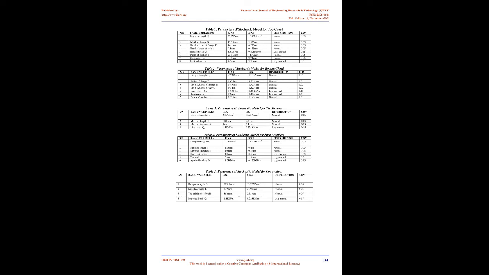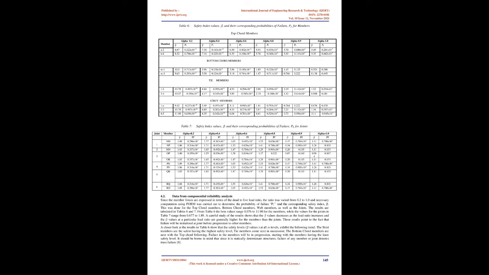Since the member forces are expressed in terms of the dead to live load ratio, the ratio was varied from 0.2 to 1.0 and necessary computation using FORM was carried out to determine the probability of failure PF and the corresponding safety index β. This was done for the top chord members, bottom chord members, web members, as well as the joints. The results are tabulated in tables 6 and 7. From table 6 the beta values range from 0.076 to 11.90 for the members, while the values for the joints in table 7 range from 0.677 to 1.89.